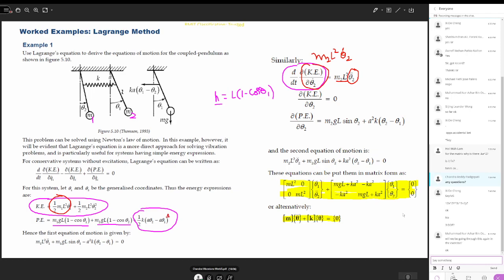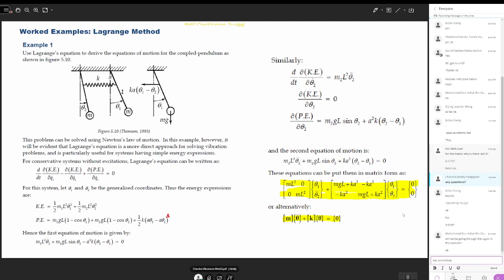So it becomes theta 2 double dot. All right. So you can see that the partial derivative of the kinetic energy with respect to theta 2 dot will give you m2 L square theta 2 dot. Then the partial derivative of kinetic energy with respect to theta 2 will be 0, because none of the terms has theta 2.